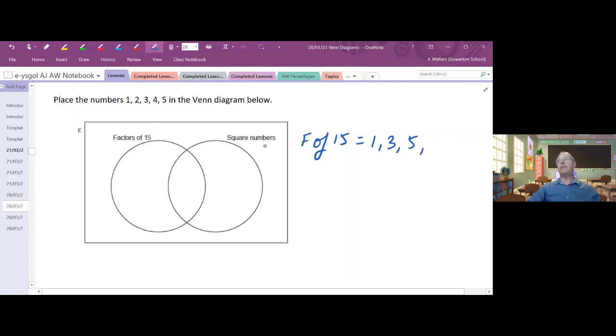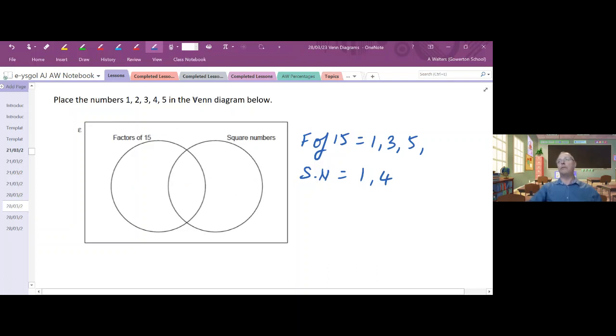The square numbers that appear in that list: 1 times 1 is a square number called 1, and the next one is 2 times 2 is 4, so 4 is also a square number. Okay, that is on that list. So now it's a case of placing the values in the circles and outside the circles.